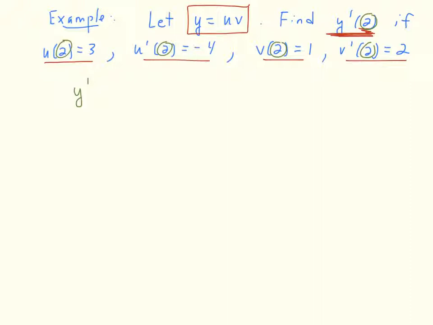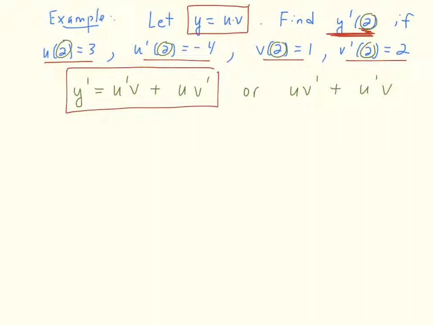So if we're going to find y prime, we need our product rule since we have a product of two functions, u and v. So again, because of the commutative property, we can do this a couple different ways. You can say u prime times v plus u v prime. Or if you wanted to, you could say u v prime plus u prime v. Okay, it's not going to make a difference in the end. All right, so I'm going to focus on this one right here.